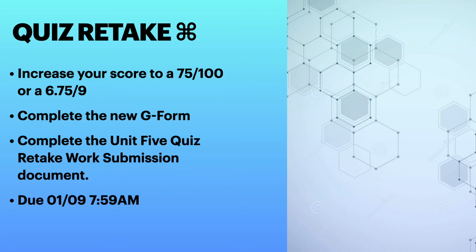This opportunity is going to be afforded to those who originally scored less than a 75 on the quiz. If you're looking at Jupiter, you might have seen your grade entered out of 9 points total. 75 would be equivalent to a 6.75. So anyone who got below a 75 is going to be able to retake this quiz and earn up to a 6.75.